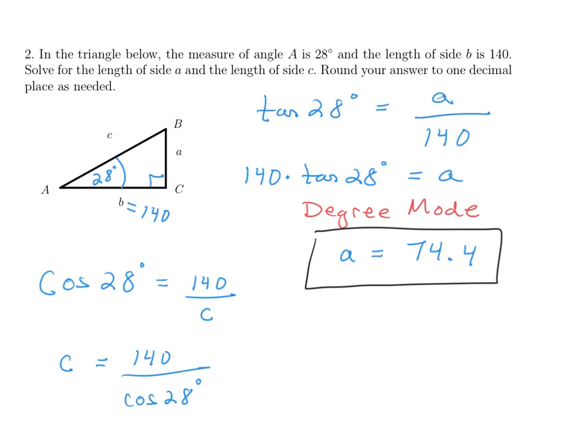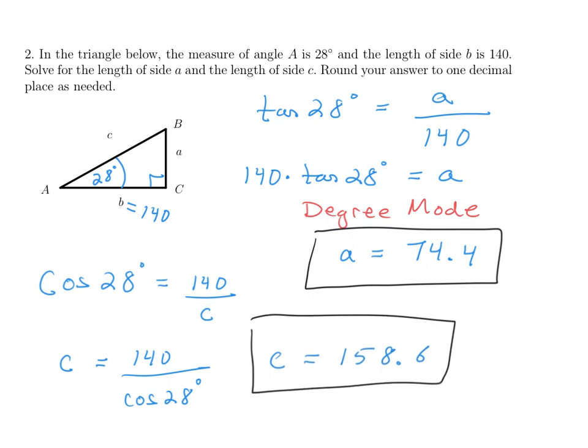This is what I'm going to type into my calculator, and I'm going to see what value that we get back. So 140 divided by cosine of 28 is, all right, so this value, when I round to one decimal, is 158.6. So that's the answer for C.